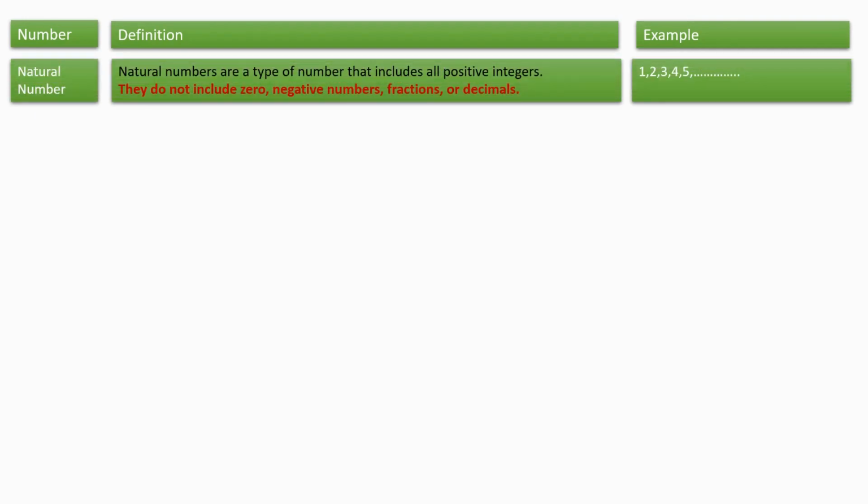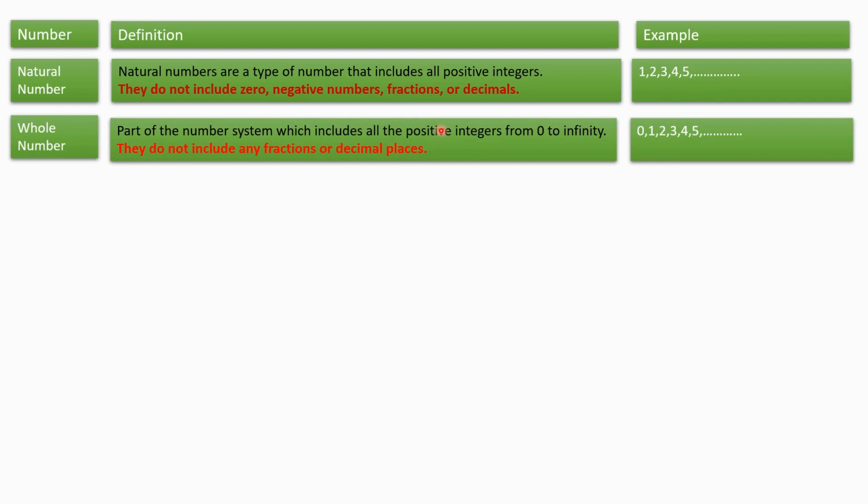Let us summarize what we have learned so far. Natural numbers are a type of number that includes all positive integers. They do not include 0, negative numbers, fractions, or decimals. Example: 1, 2, 3, 4, 5. Whole numbers are part of the number system which includes all the positive integers from 0 to infinity. They do not include any fractions or decimal places. Example: 0, 1, 2, 3, 4.